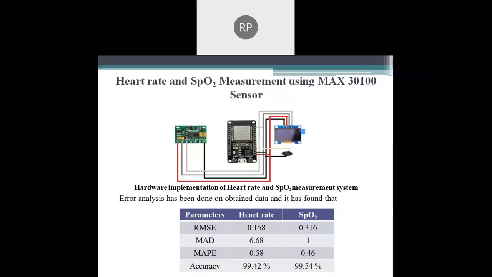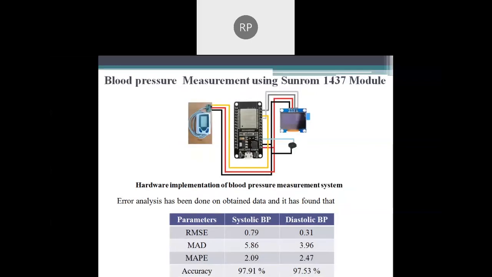So the error analysis has been done on the obtained data, and it has been found that the RMSE for the heart rate is 0.15, and for the SpO2 it is 0.316. The mean absolute deviation error is 6.68, and for the oxygen saturation it is 1. Mean absolute percentage error is found to be 0.58, and for SpO2 it is 0.46. Hence the accuracy of the system has been tested, and for the heart rate measurement it gives 99.42%, and for the oxygen saturation it gives 99.54%. Next, madam, next slide.